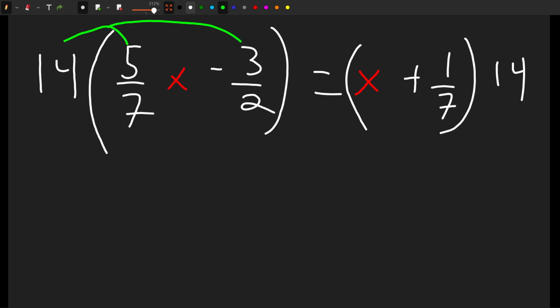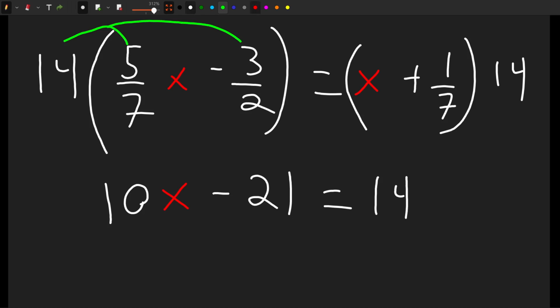14 times 5, I don't need to worry about that because the 7 and 14 can actually cancel out. They factor out a pair of 7s and we're left with 2. So this is really 2 times 5 is 10x. Here, 14, remember, is also 2 times 7. And so then we can cancel out a pair of 2s, and then we're left with 7 times 3, which is just minus 21. And then over here, I'm going to have 14x. And then we can cancel out another pair of 7s, and we're just going to be left with plus 2.